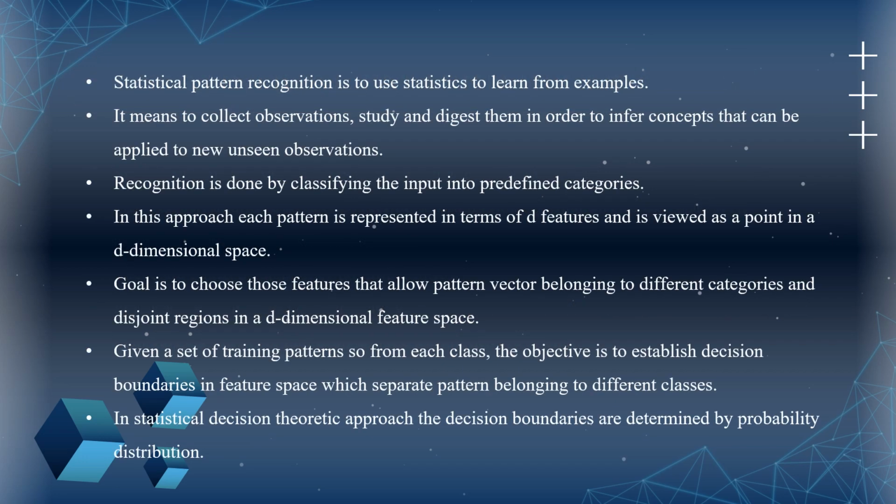That is, statistical pattern recognition is to use statistics to learn from examples. The idea is to learn from examples with the help of statistics. It means to collect observations. So the first objective is to collect observations, study them and digest them in order to infer concepts. That is, we need to produce concepts that can be applied to new unseen observations or situations. We need to analyze some situations and take out some concepts and general views that can be applied to another unknown situation that we will be observing next time.